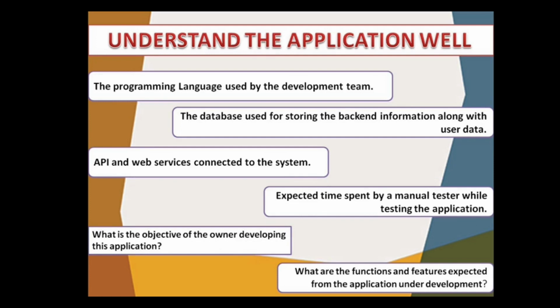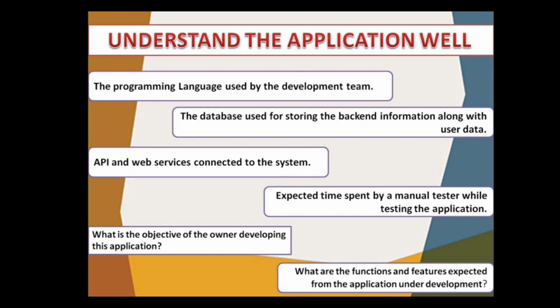The second thing is that if you're doing database testing, you need to know where the backend information is stored, in MySQL, Oracle. Then the third point is API and web services. If you're doing API testing, you need to know what web services are connected to the system. And according to that, you will select your API tool and do testing, right? Then the next point is the expected time spent by the manual tester while testing the application. Now, manual testing is always conducted first and then automation testing is conducted. And automation testing is only done for applications that are very stable.